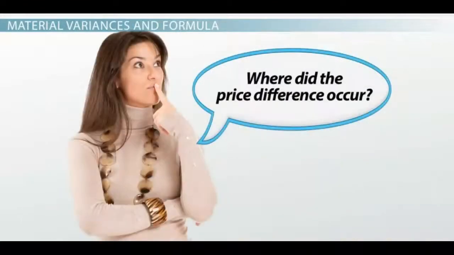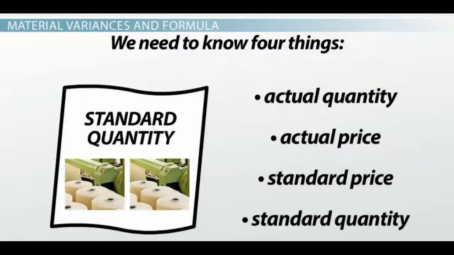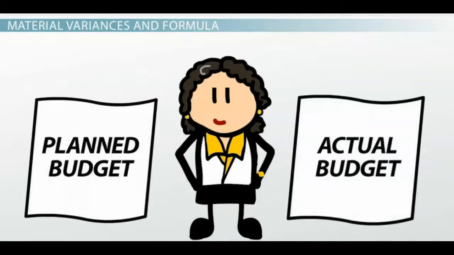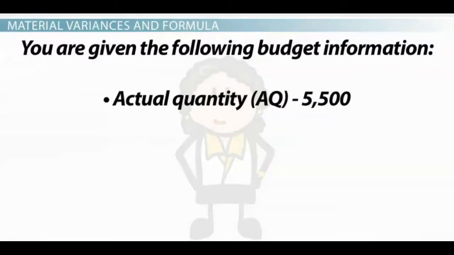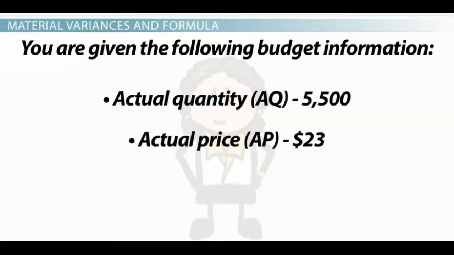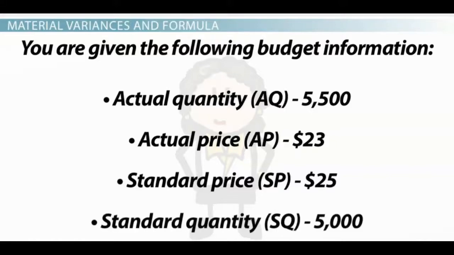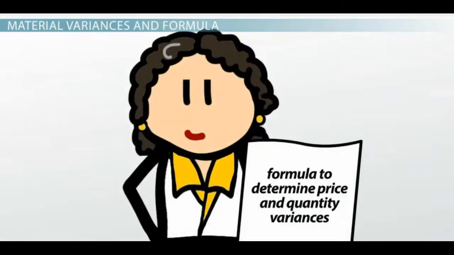In order to figure out where the differences occurred, we need to know four things: actual quantity, actual price, standard price, and standard quantity. For the purposes of this lesson, we will assume that you are a manager reviewing the differences between planned and actual budgets and are given the following budget information: actual quantity, AQ, 5,500. Actual price, AP, $23. Standard price, SP, $25. Standard quantity, SQ, 5,000.